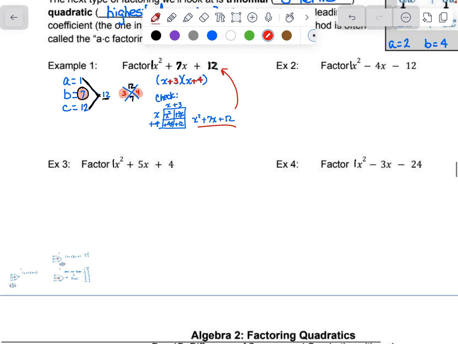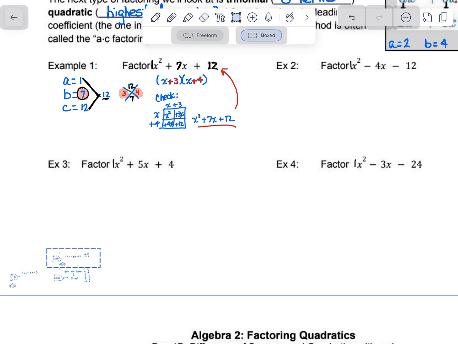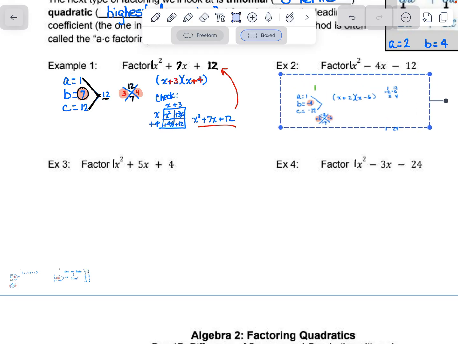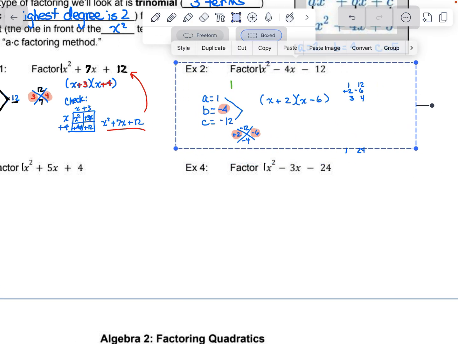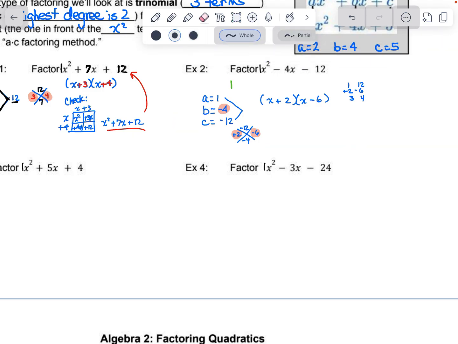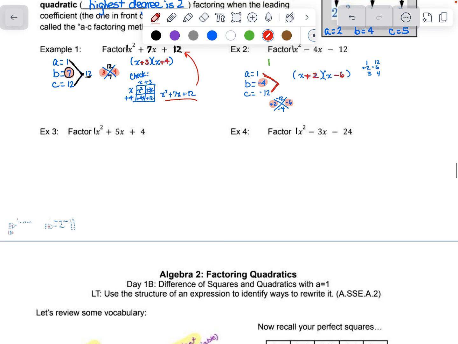So let's look at a second one. I'm going to bring this one up. Here we've got an A of 1, B of negative 4, and a C of negative 12. So we want two numbers that multiply to give us negative 12, that add to give us negative 4. And those two numbers are going to be positive 2 and negative 6. And so that factors to be x plus 2, x minus 6. And that is the factored form for that quadratic trinomial.